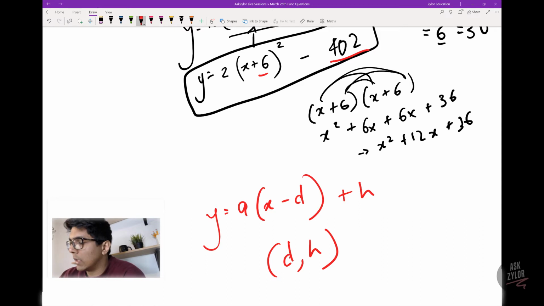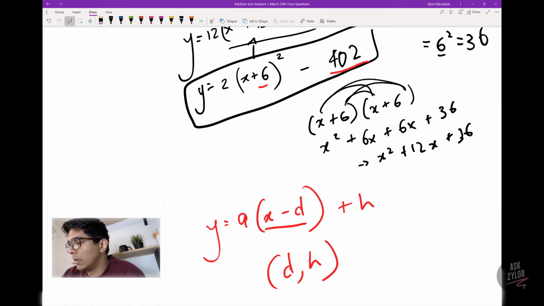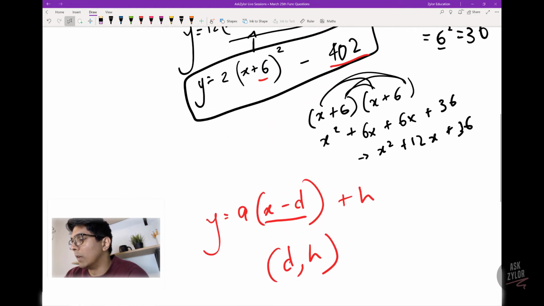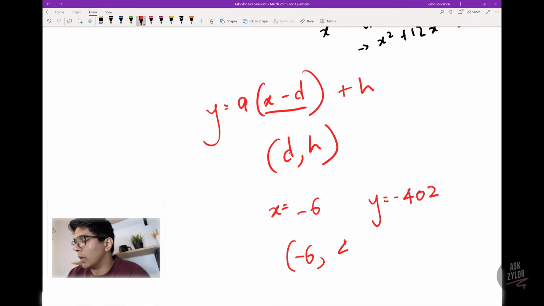So notice that it's minus d, so that means any number inside the brackets I need to negate it. I have a plus 6, so my vertex is going to be at x equals negative 6, and then my y value stays the same, so my y is going to be negative 402. So my vertex is at negative 6, negative 402. So that's my vertex.